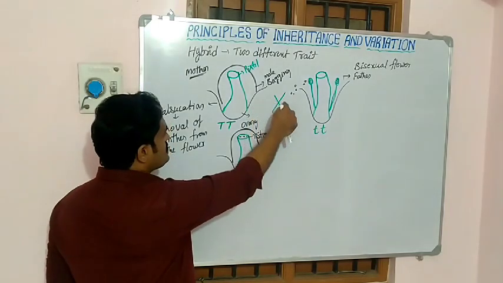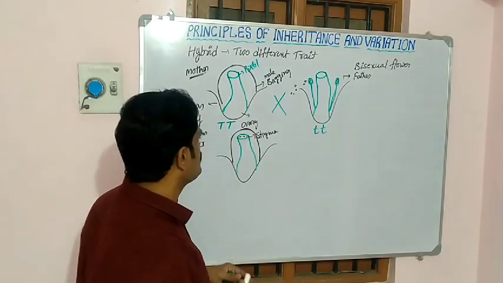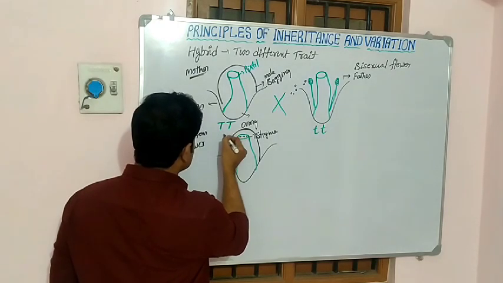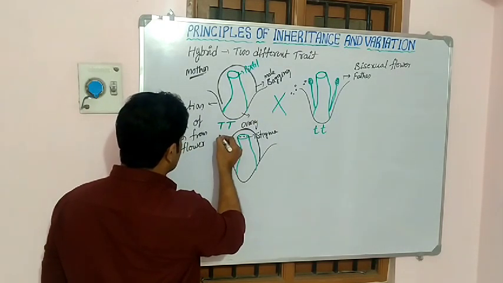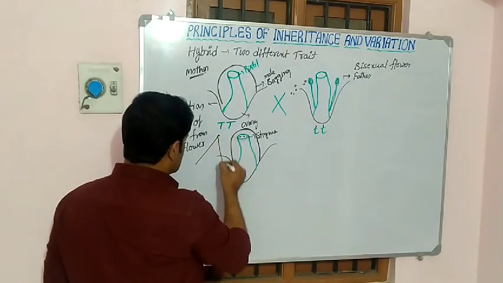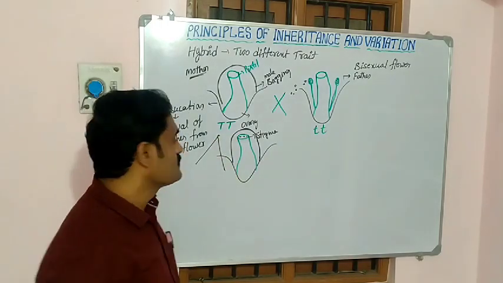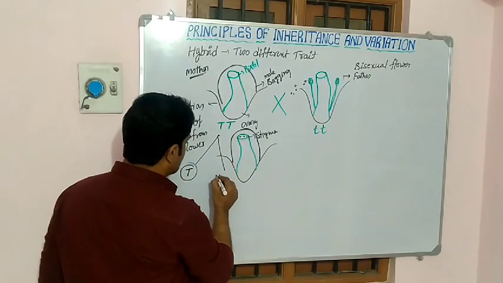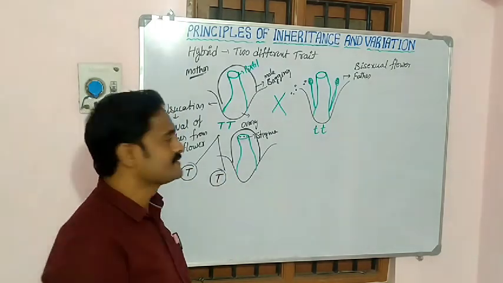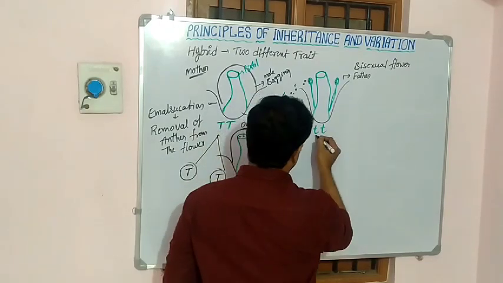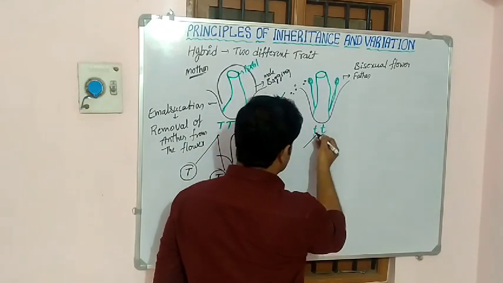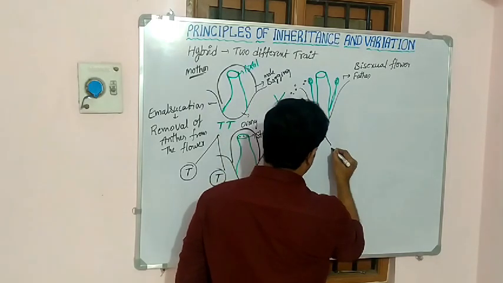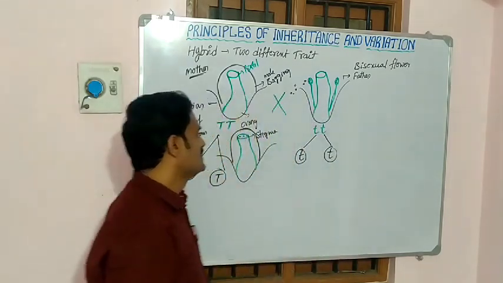Okay, crossing between the two plants. Already you know very well. See, capital T, these are the genes which are present in the mother plant. It produces two types of gametes. What kind of gametes? Capital T, one gamete. Here also capital T, another gamete. Then coming to this dwarf plant, it also produces two gametes. Small t, one gamete, again small t, one gamete.